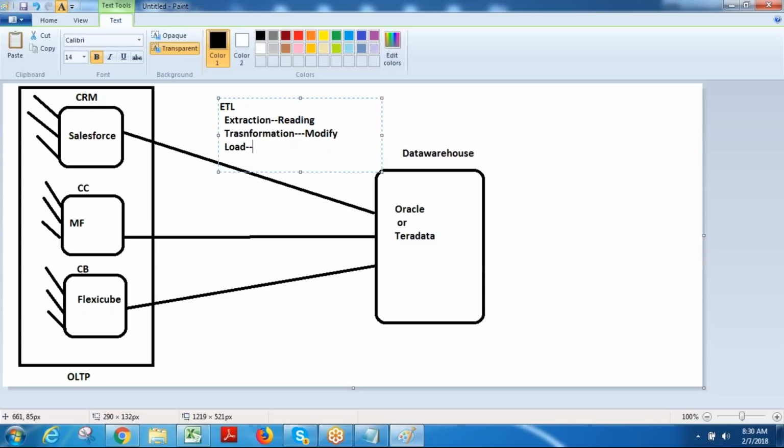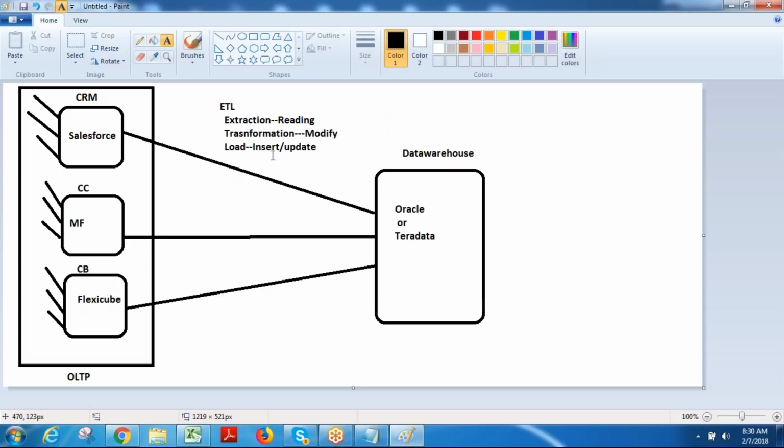Next one is the load. Loading is nothing but how you load the data to the table, in the form of an insert, or we go and update the existing information. That is called a load. Extraction, transformation, and load. So this is basically the process that we follow in integrating the data from transactional systems into the data warehouse.